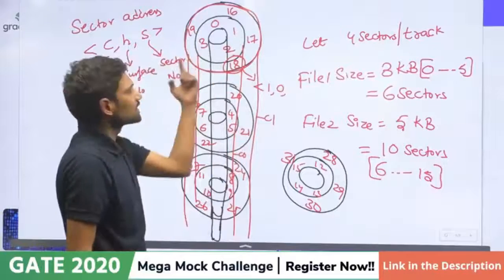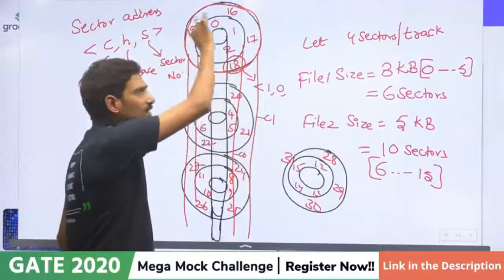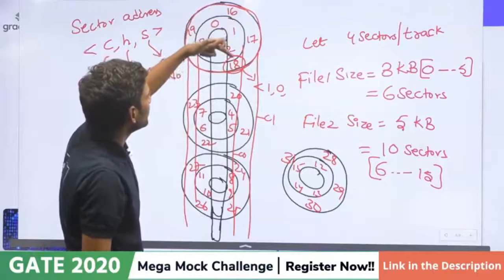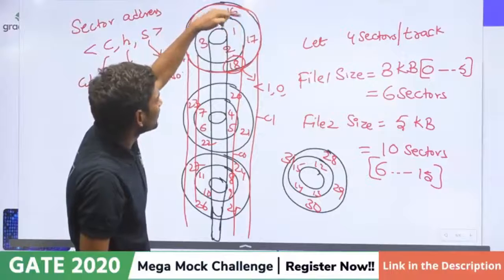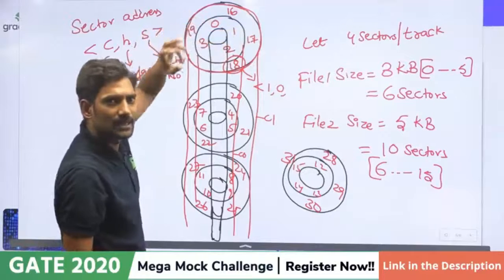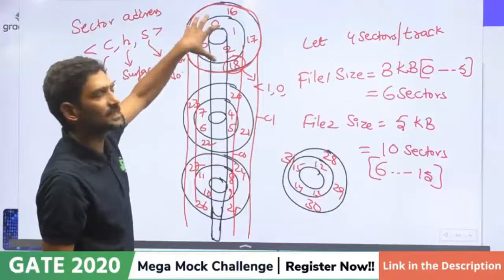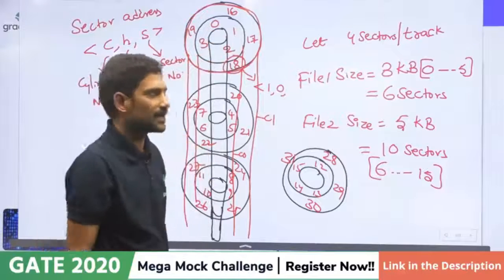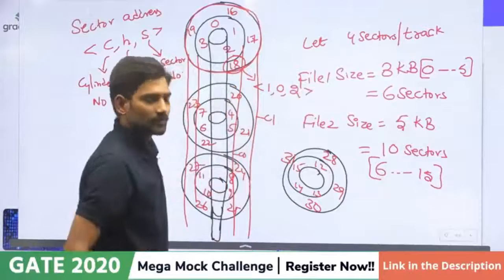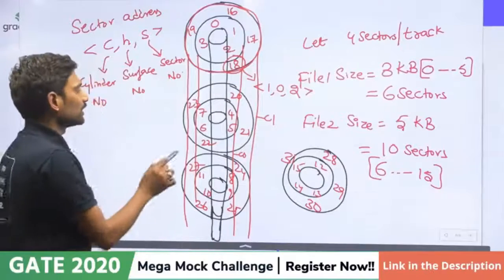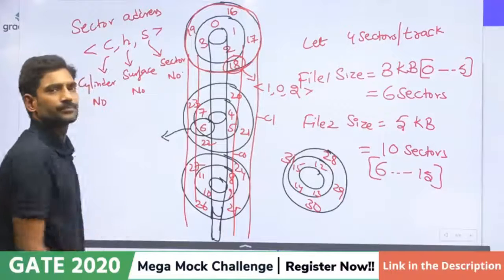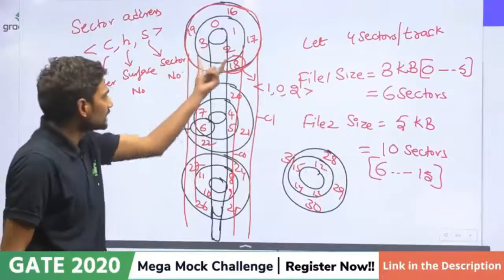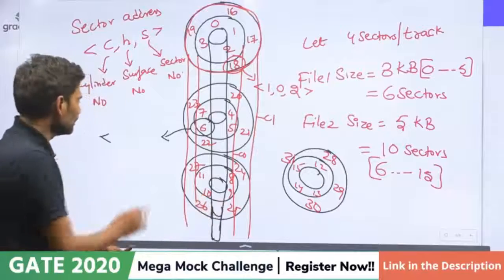Now, on this surface, on this cylinder, this 18 is which sector? 16, 17, 18, 19. That means first sector, second sector, third sector, fourth sector. So this is the third sector, and the third sector will have the number 2. Let me write another. Suppose I would like to write the sector address for sector 6. What is the cylinder number? It is in the first cylinder. So what is the C value? 0.